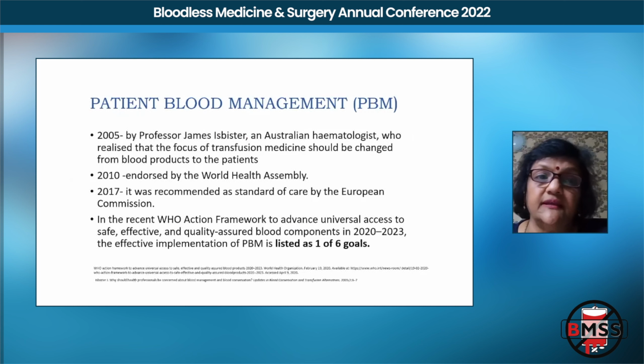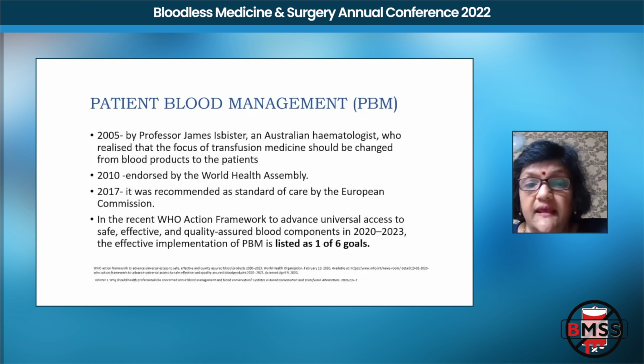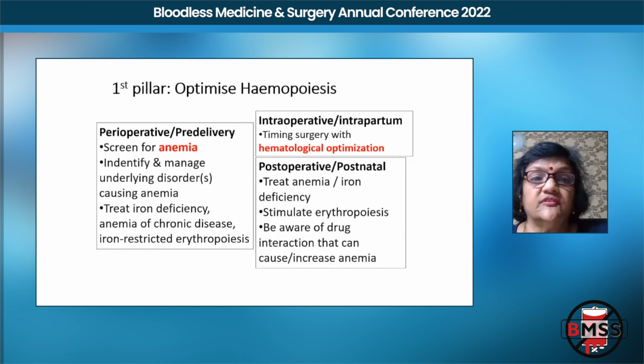So the history of patient blood management hails back to 2005 by Professor James, who realized the focus of transfusion medicine should be changed from blood products to patient. And this was further endorsed by the World Health Assembly. In 2017, it was recommended as a standard of care by the European Commission, and the WHO Action Framework has listed patient blood management as one of its 6 goals.